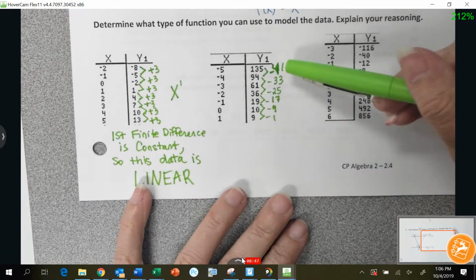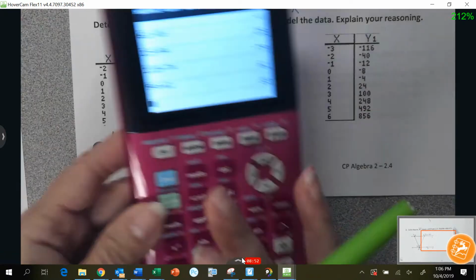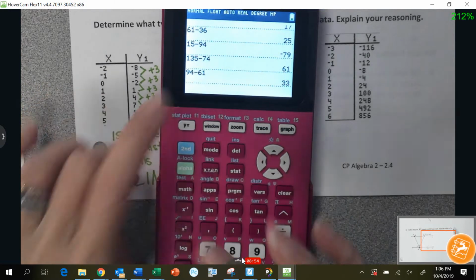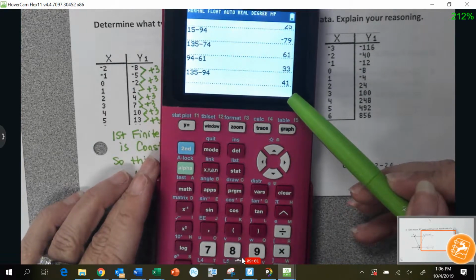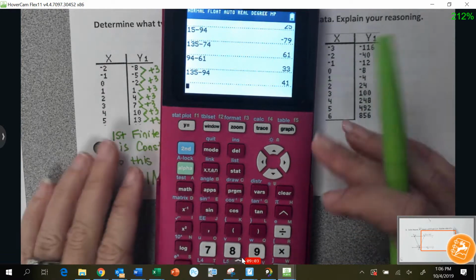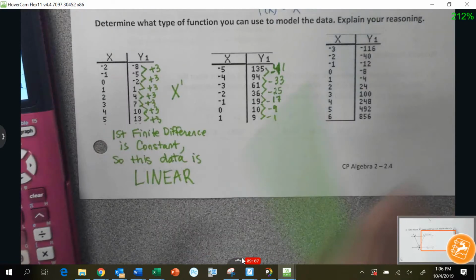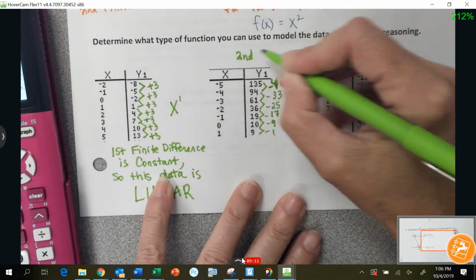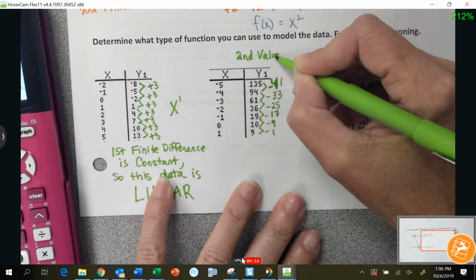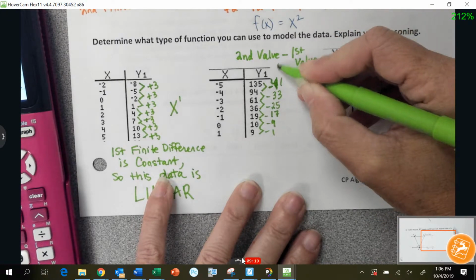So what's happening is we're going down every single time. So I put a bunch of negatives in there. If you type in your calculator 135 minus 94, that's going to give me a positive 41. So to type it in your calculator correctly, so it gives you the right sign, you always take the second value. I'm going to write this down. You take the second value and subtract the first value. That's how you can get these numbers.